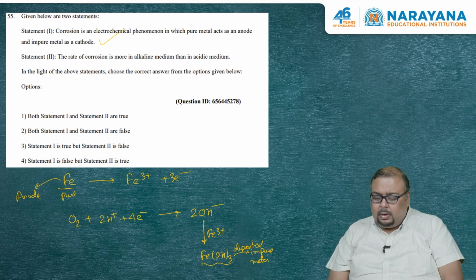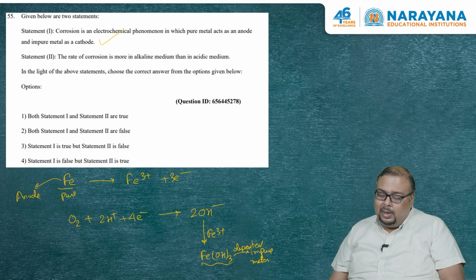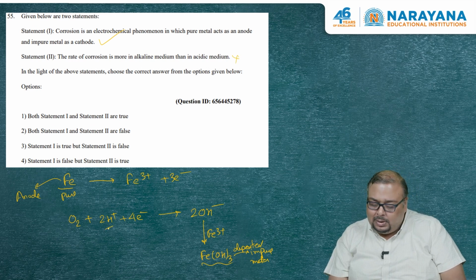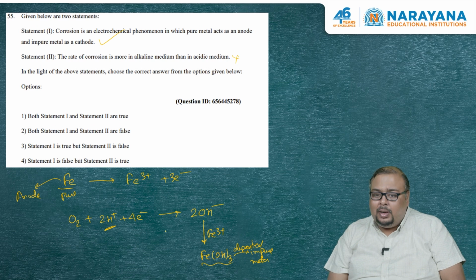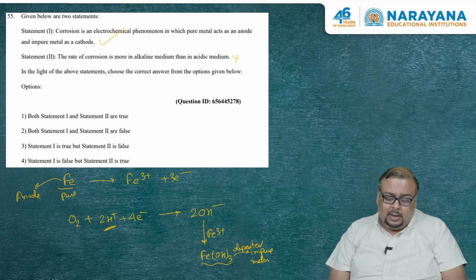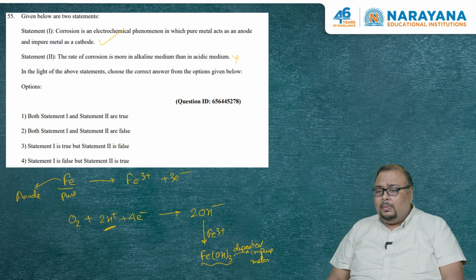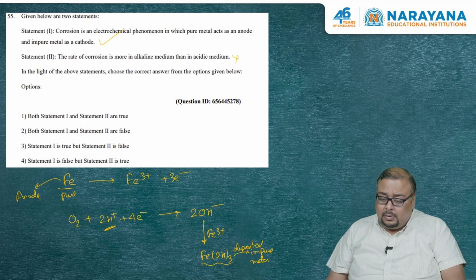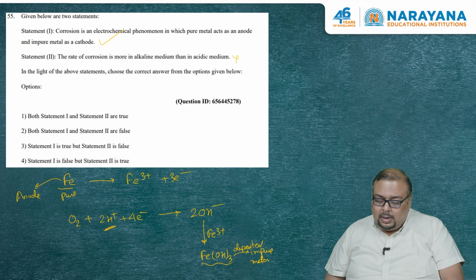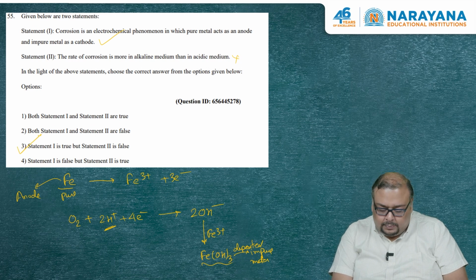Now when we talk about statement 2, rate of corrosion is more in alkaline medium than in acidic medium. This is a wrong statement because if H plus is there, then the rate of reaction will be more, and hence the rate of corrosion will be more. In alkaline medium H plus will be less, so the rate of corrosion will be less. So statement 2 is incorrect. So statement 1 is correct while statement 2 is incorrect, so the correct option should be option 3.